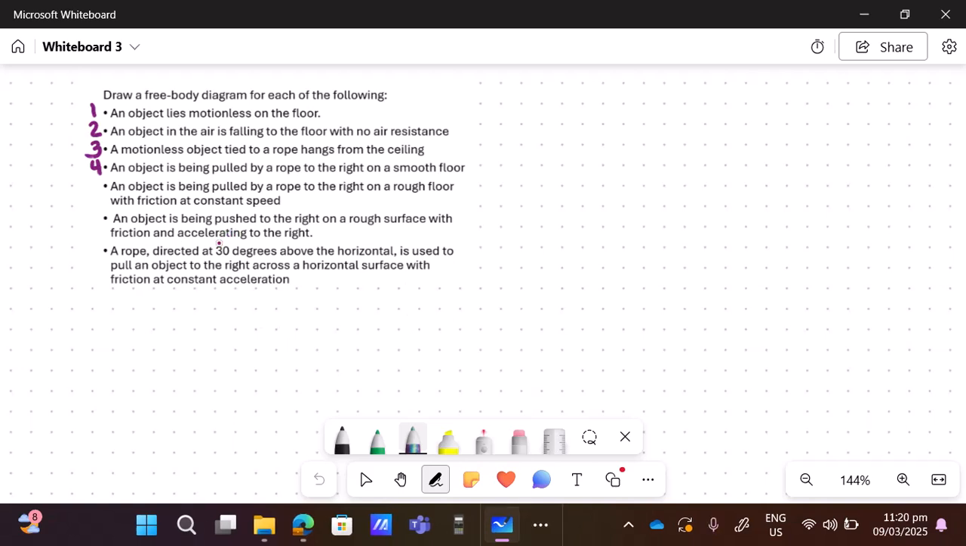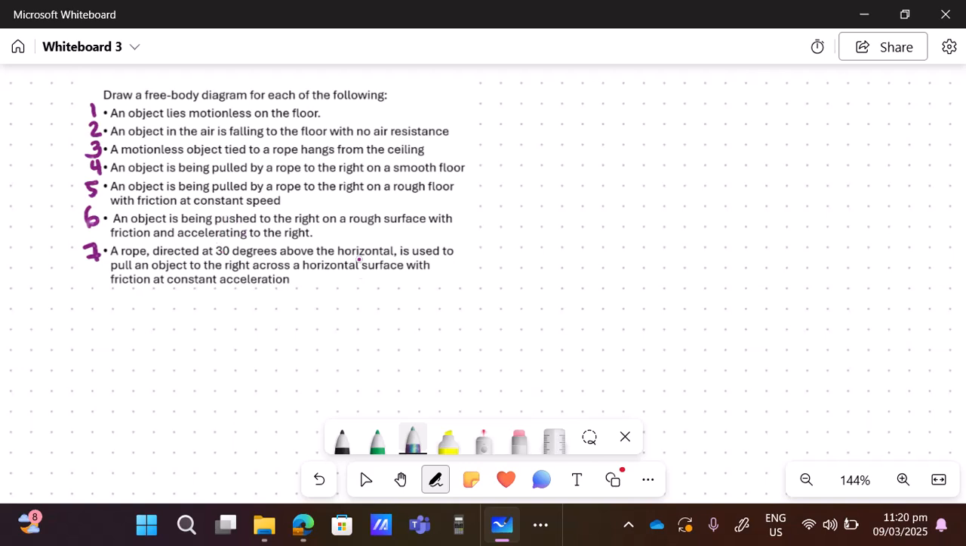So we're done with number 5. Okay, let's continue with number 6 and 7. Now for number 6, we have here an object being pushed to the right on a rough surface with friction, or say on a rough floor, and accelerating to the right.